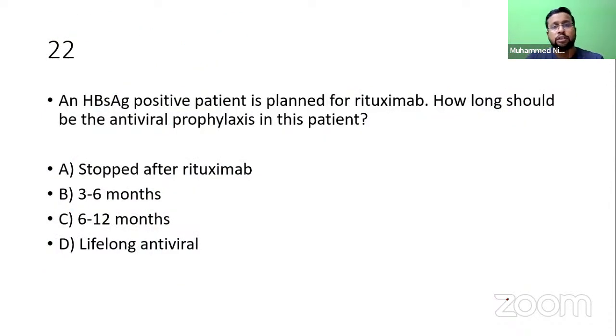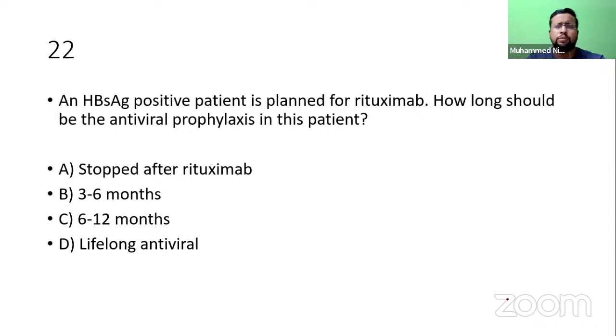72nd question: an HBsAg positive patient is planned for rituximab. How long should the antiviral prophylaxis be given in this patient? So the antiviral prophylaxis for an HBsAg positive patient is basically the treatment of hepatitis B only. So how long should it be given? Should it be stopped immediately after rituximab, should you give it for 3 to 6 months, 6 to 12 months, or lifelong antiviral is the question.